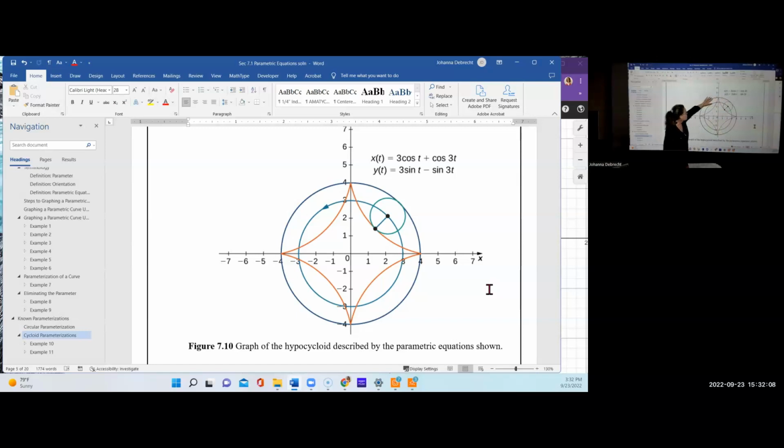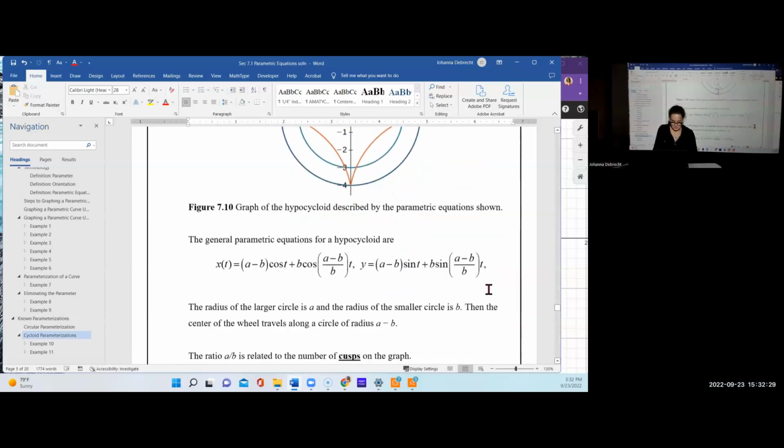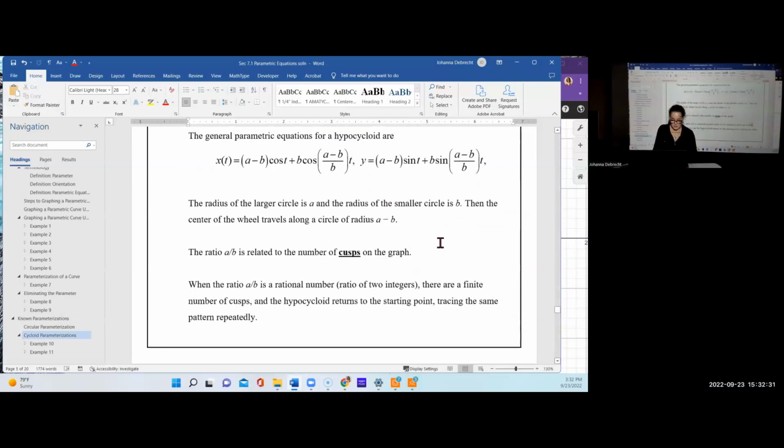So here's the outer circle, which would be like the spirograph ring, and here's the inner circle, and you put your pen through that circle right there, and you pull that inner circle around the outer circle, and it's tracing out this shape that you see here in orange, right? And that is basically called a hypocycloid, right? And the general parametric equation for a hypocycloid is right here.